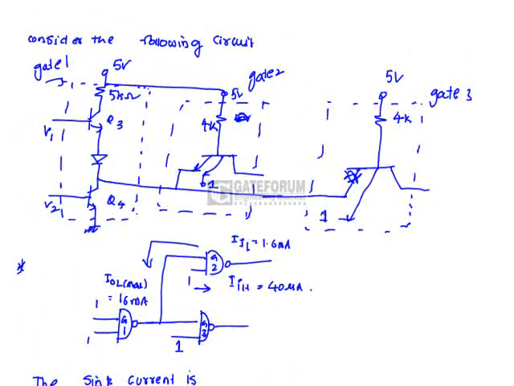Consider the following circuits: gate 1, gate 2, gate 3, shown in the form of electronic circuits, that is, using transistors. Here the digital logic circuit is shown below, because gate 1 consists of the electronic circuit shown above, gate 2, gate 3 as well. Okay, for gate 1, whenever its output is low, it means Q4 is in the on condition for gate 1, then only the output is going to be low.